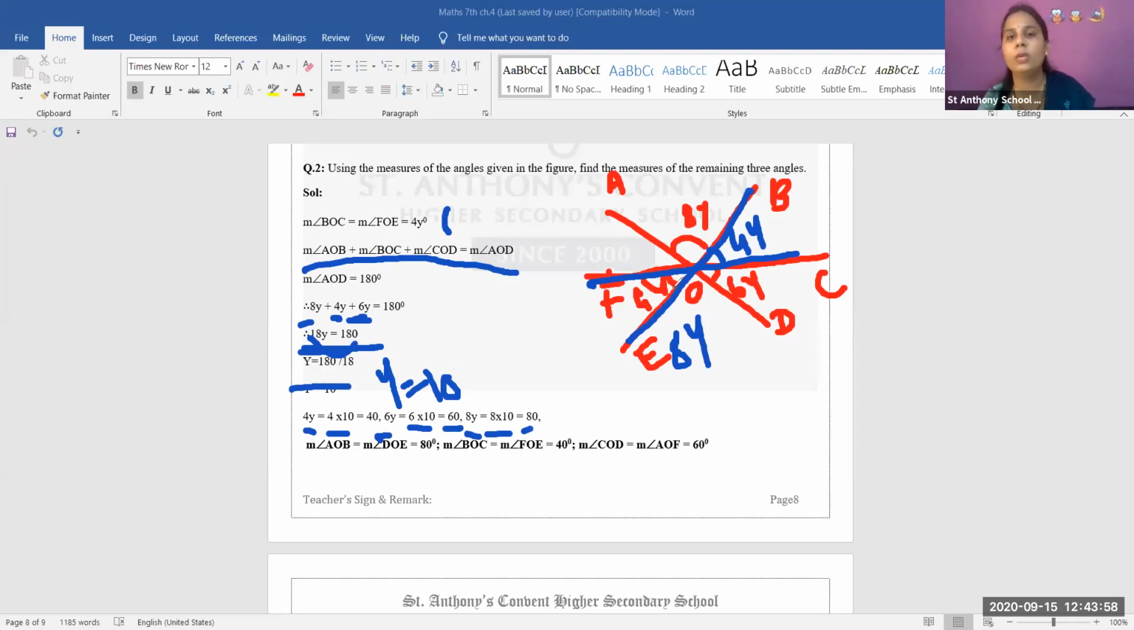Like angle AOB, this angle, you can take any angle. Measure of angle AOB is equal to measure of angle EOD is equal to 80. Measure of angle AOF and measure of angle COD is equal to 6y. 6 into 10 means what? 60. Measure of angle BOC is equal to EOF is equal to 4y is equal to 40. Clear everyone? Very easy sums. Actually, understanding is very important in this chapter, chapter number 4.